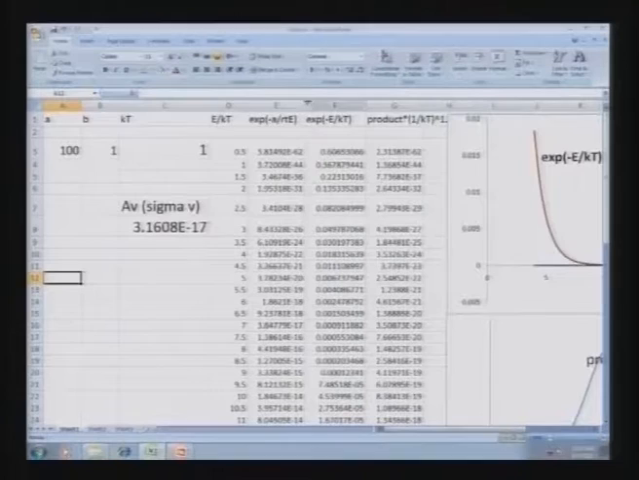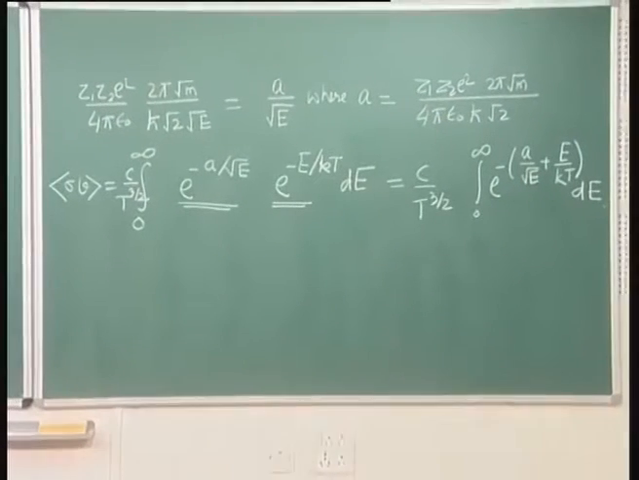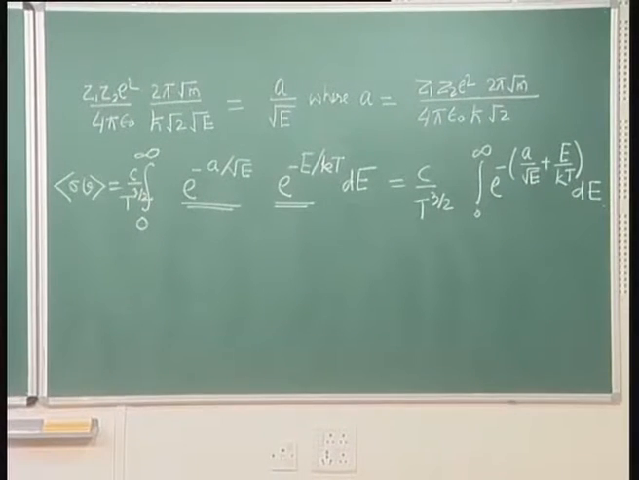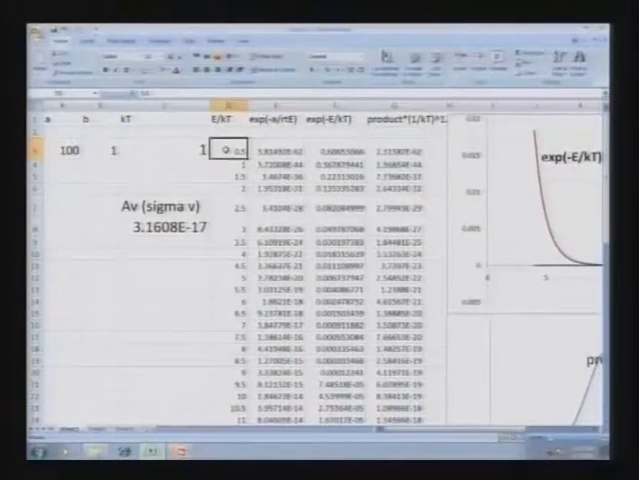So, here is an Excel sheet. I hope you are able to see this small a here, and the numbers I have calculated and put, some reasonable feasible numbers. This small a, you remember, comes from the expression e to the power minus small a by square root of E. So, that small a is here, kT is here, and then E, the capital E, the energy, is variable, that goes from 0 to infinity.